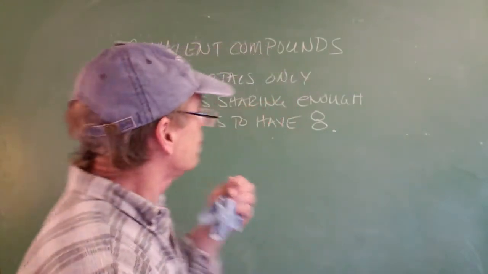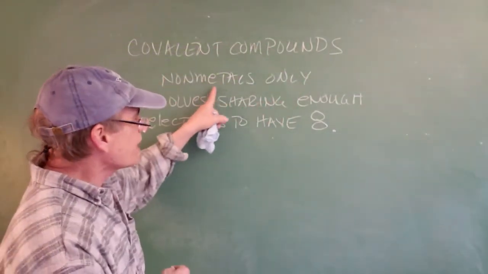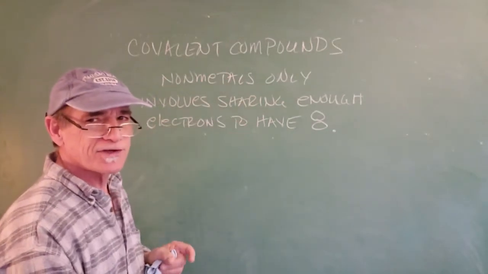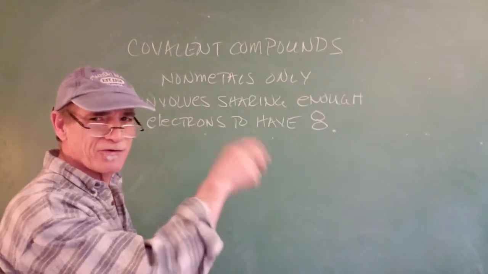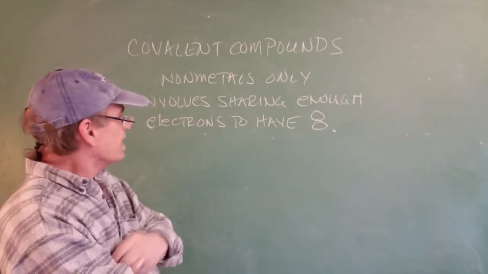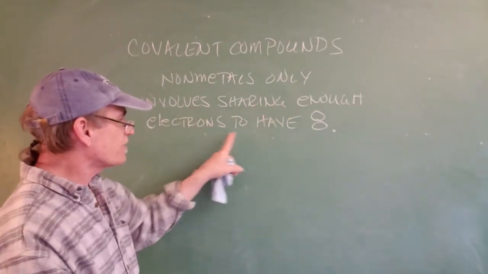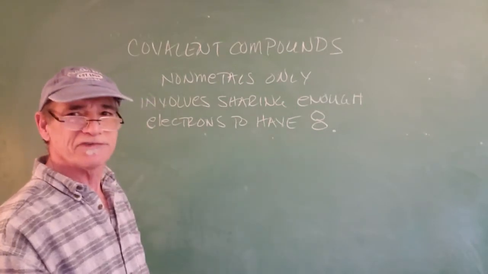All right, well, that means then covalent compounds are nonmetals only. So that's an easy thing to spot. Again, there's not very many nonmetals. If you remember, the metals way outnumber them on the periodic table. It involves a sharing of enough electrons to have 8, hence the rule of 8.